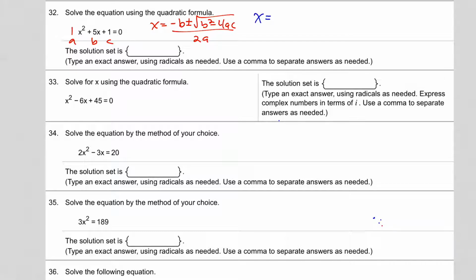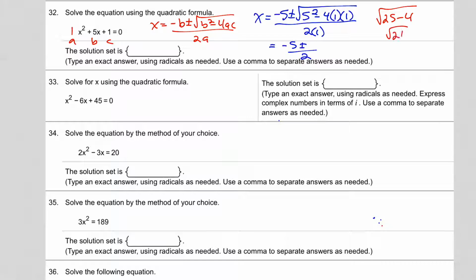So let's see what we get. The opposite of 5 plus or minus the square root of 5 squared minus 4 times a times c, all over 2a. I'm going to do this radical on the side. 25 minus 4 is 21. Can't simplify 21, it's not a perfect square, and there are no perfect square factors, so we leave it. That goes here, and pretty much we're done. You can't do anything else with this.